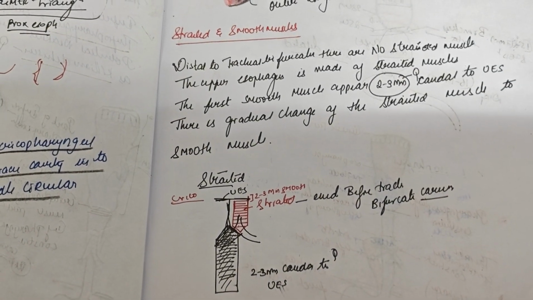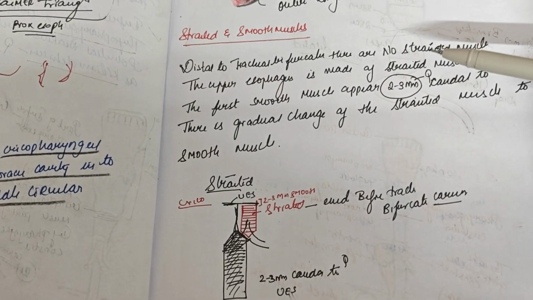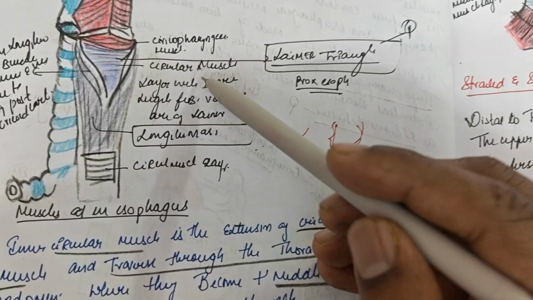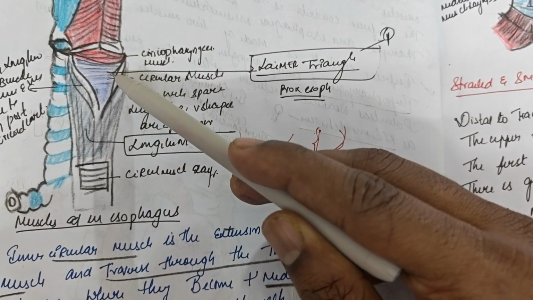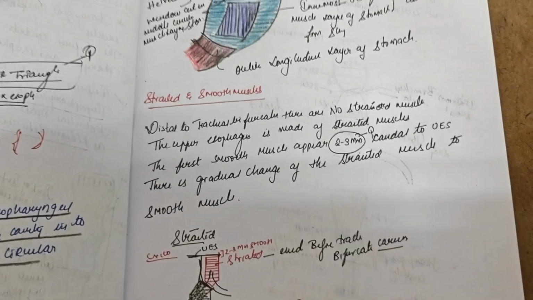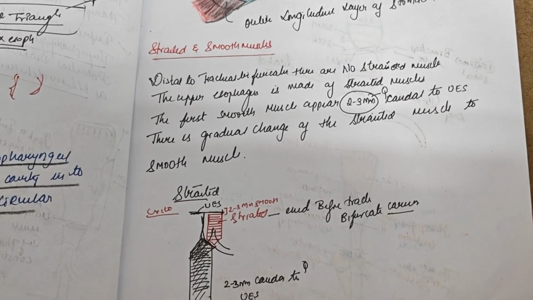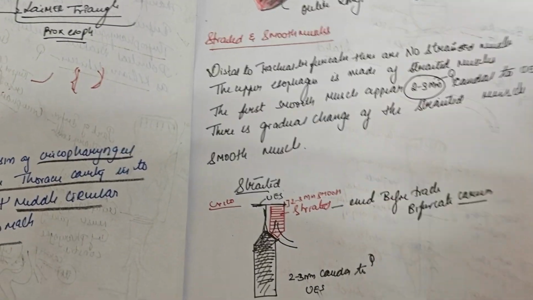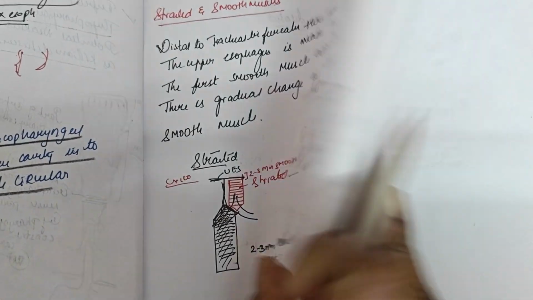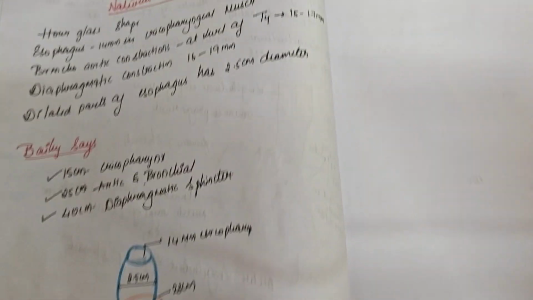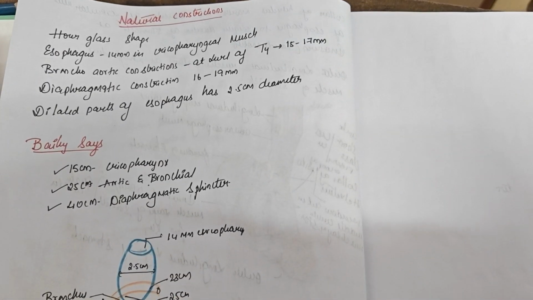What is the upper esophageal sphincter? It is the cricopharyngeus. Just 2 to 3 mm, this is cranial. 2 to 3 mm below, you have smooth muscles here. The other part here is striated. After the bifurcation of the trachea, you have smooth muscles. There is a gradual change of striated muscle to smooth muscle. So this is an important question you need to understand.